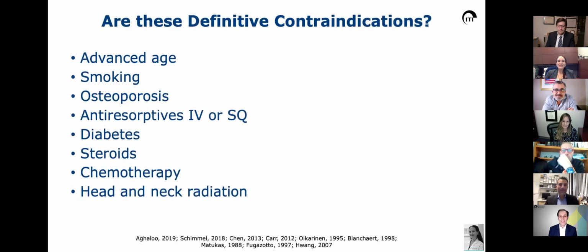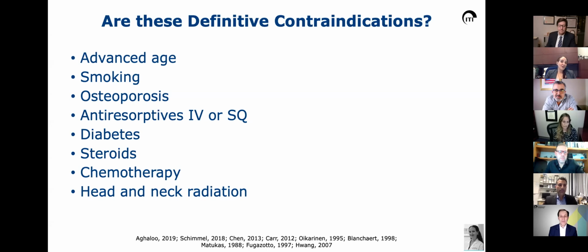So one place to start is really looking at some potential contraindications. Our patients are often at advanced age, especially when they're completely edentulous. Are they smokers? Do they have osteoporosis? And if so, are they taking medications like bisphosphonates and others? And are these contraindications to implant placement?